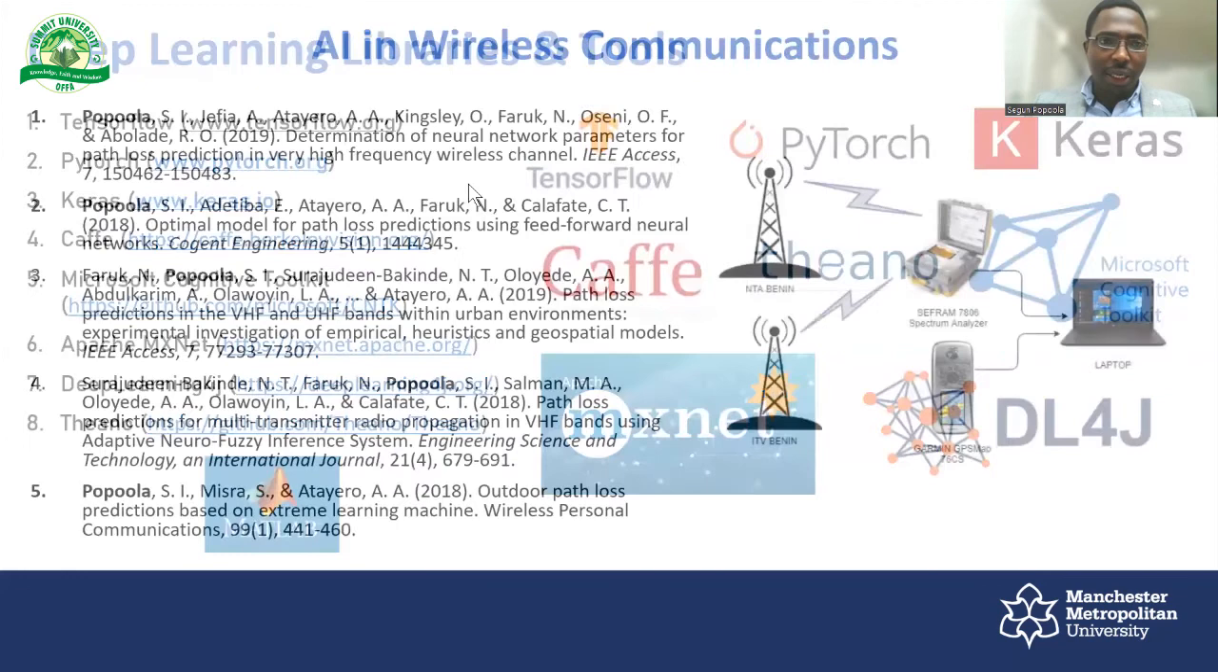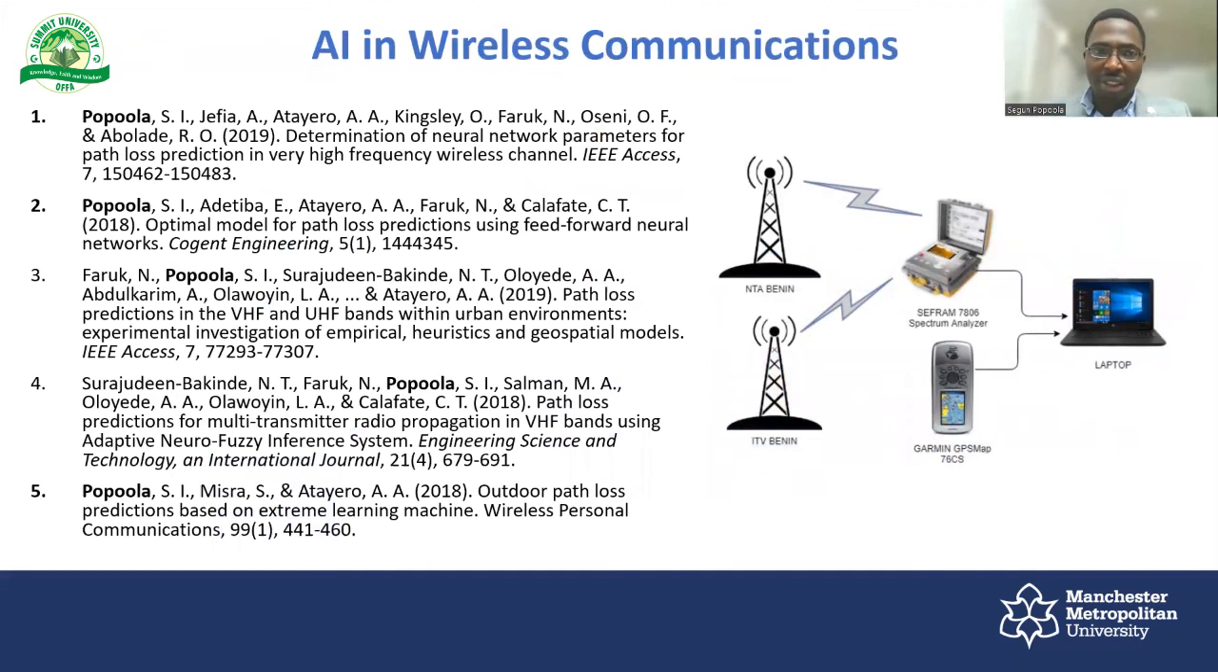Yeah. So looking at the areas where I have applied AI in my research, I started my AI research in wireless communications, precisely trying to predict radio signal strength in wireless communication. We did that for 2G and 3G networks, I think around 2018 and 2019, thereabout. And these are the list of publications.